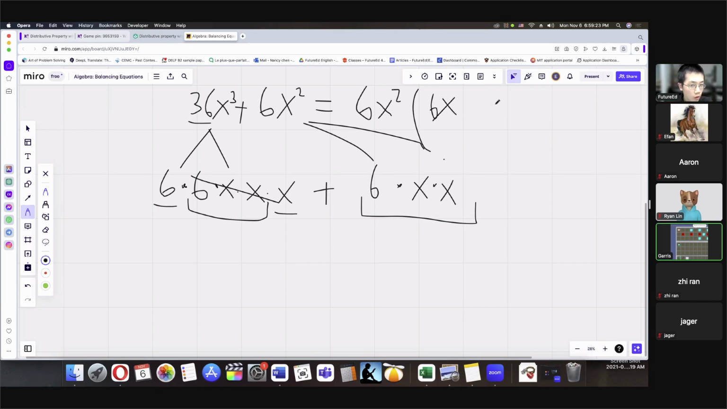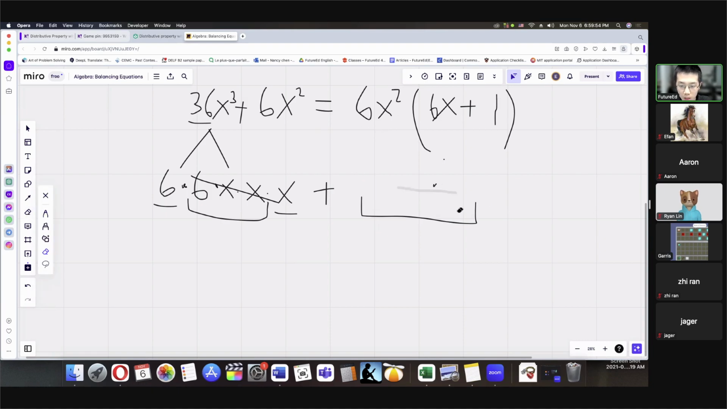Yeah. Are you sure? Oh, wait. No. Then what do I put if I can't put a 0? I put a 1. Okay, 1, because 6 times x divided by 6x squared, it's just the same as divided by itself. So you get 1.